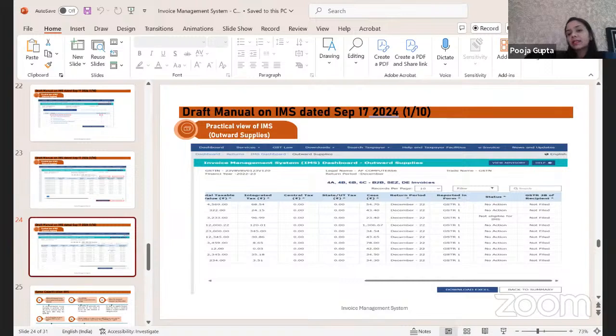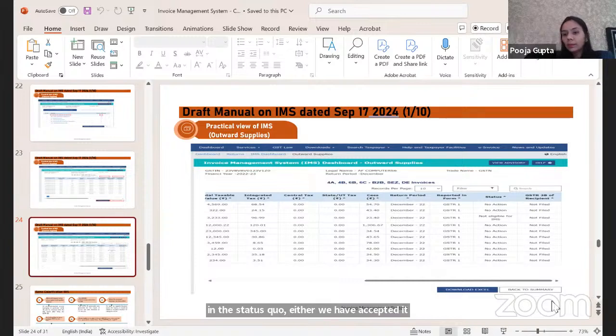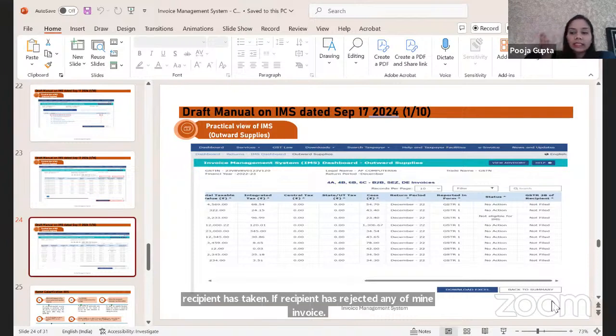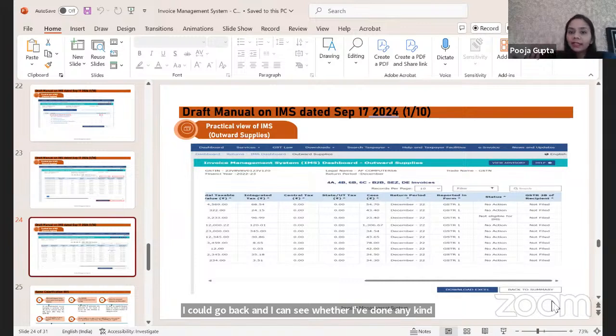We can see the status in the status column. Either we have accepted it, rejected it, or kept it pending. They have kept it pending. I can see the status whatever the recipient has taken. If the recipient has rejected any of my invoices, I can go back and see whether I've made any kind of error. If I've made any error, I will get it rectified.